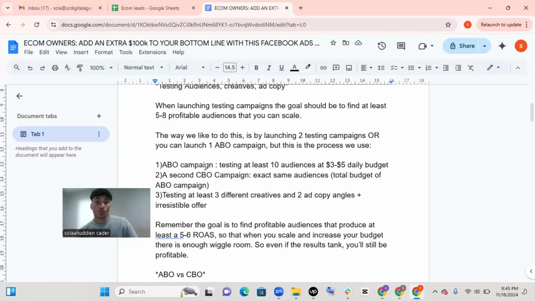You want to launch one ABO campaign, testing at least 10 audiences at a minimum of a $3 to $5 per day budget. Again, this is based off of your ad spend, or the budget that you can allocate to testing new audiences. So you want to have one campaign running with ABO settings, and another campaign running with CBO settings, and this will equal the total budget of the ABO campaign.